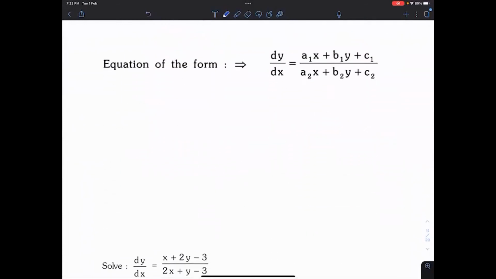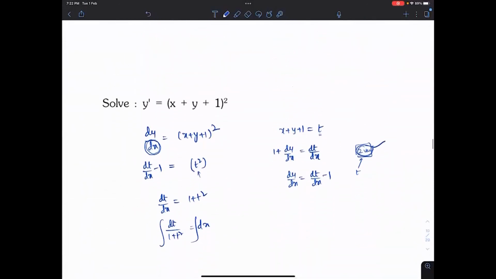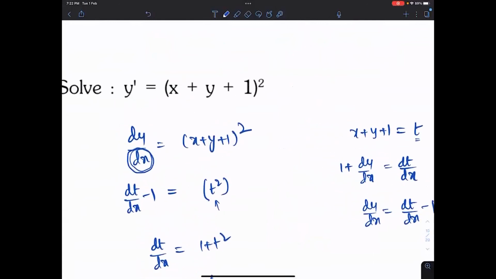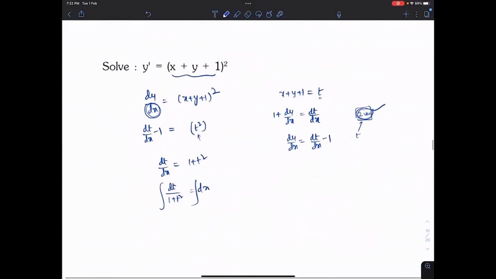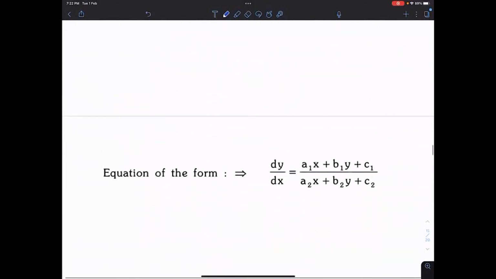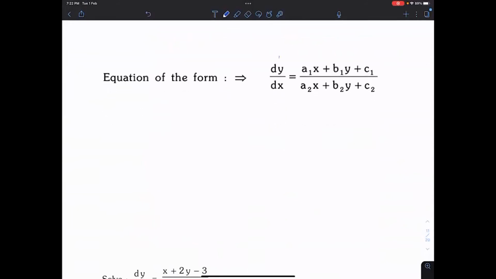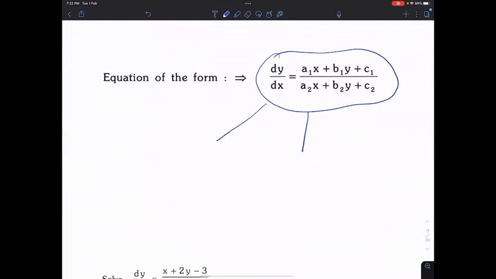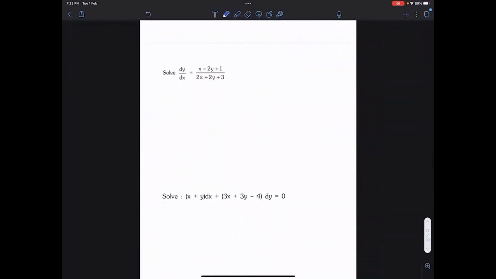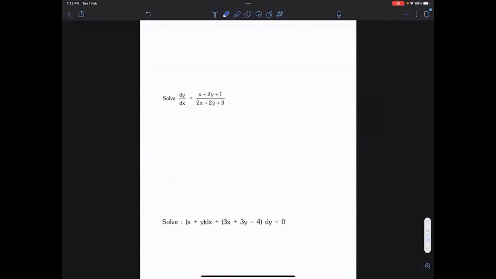Next. Whenever you have a square like this inside, with both variables, you take that as t. That is only variable separable, you will get it, but with some substitution. Now, whenever you have something like this form, there are three cases. So for each case, I have taken one example.